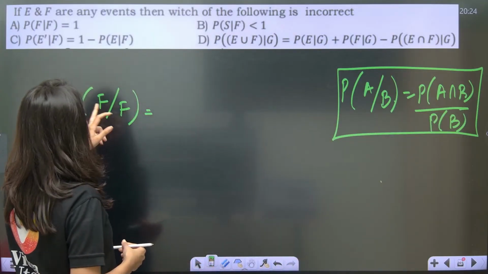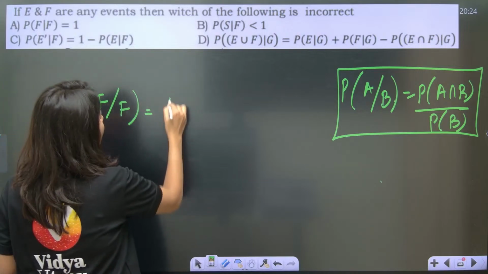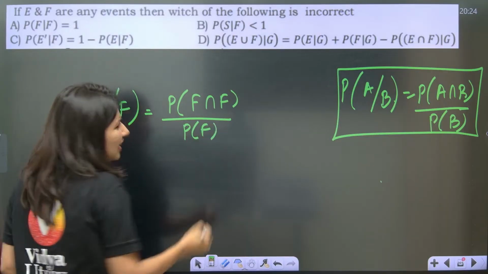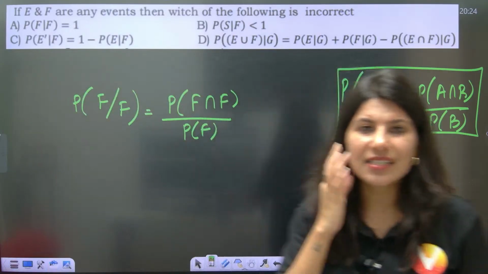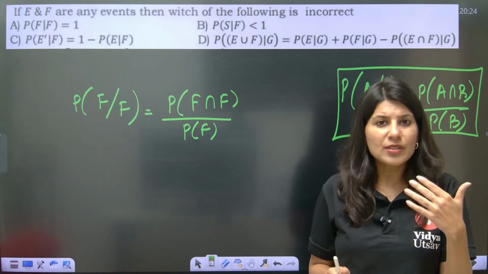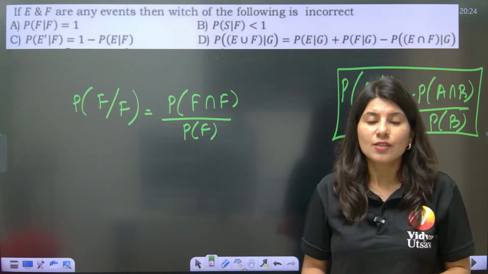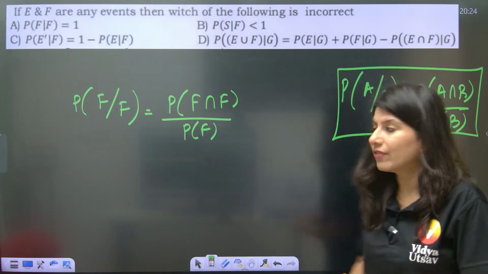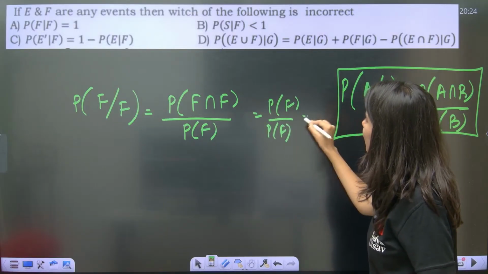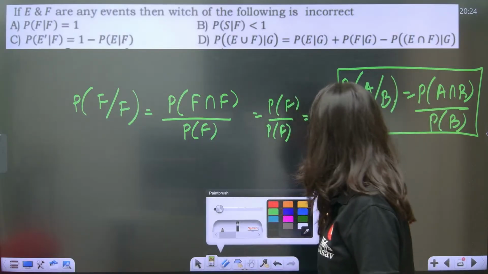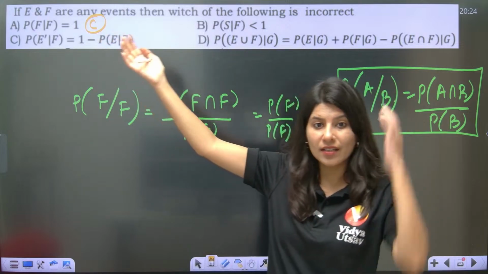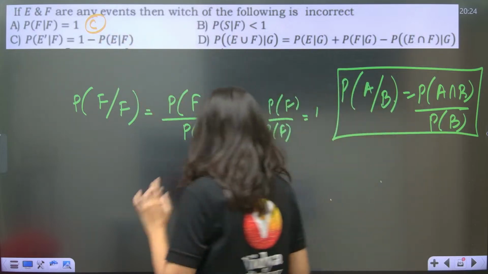So probability of F given that F has already occurred is probability of F intersection F upon probability of F. Now tell me one thing, what is that? See, if I give you a set F, suppose set F is 1, 2, 3. So just take intersection with itself. It is going to become probability of F upon probability of F only, which is 1. So that means option A is correct. They are asking us what is incorrect. Option A is definitely correct. So I am looking for incorrect.